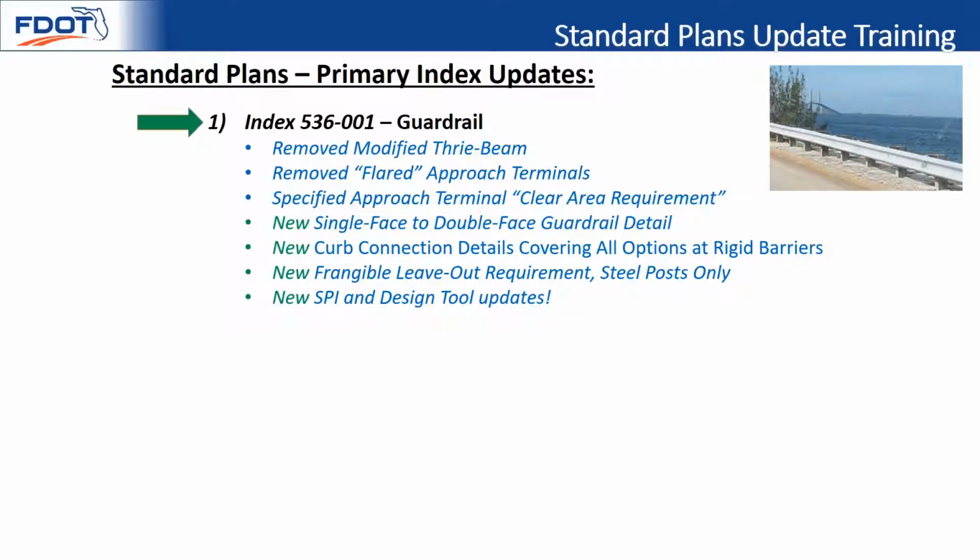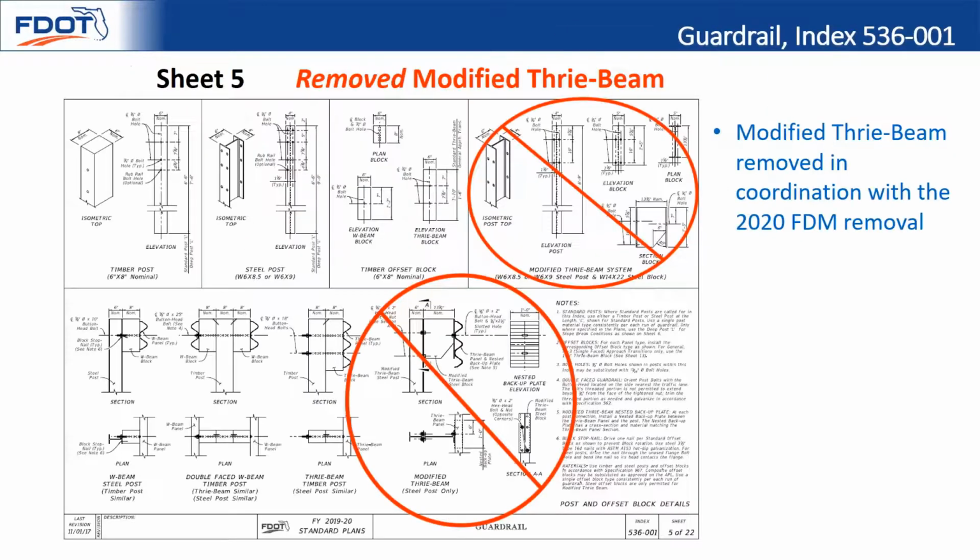And so up first for Guardrail, index 536001, this is our longest list of changes. We've removed modified Thri-beam. We've removed flared approach terminals. We specified approach terminal clear area requirement. We have a new single face to double face guardrail detail, curb connection details covering all options now for connecting to a rigid barrier. We have a frangible leave out requirement. Now we require steel post only, and then we've got some new SPI and design tool updates.